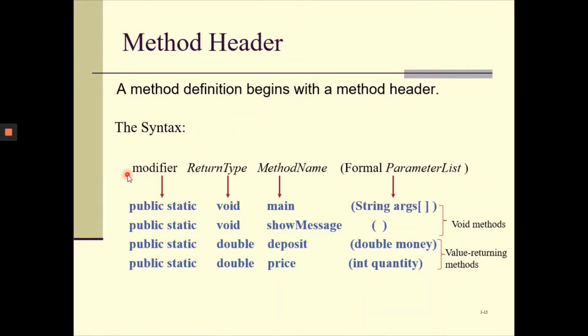We will see the example of method header here. The syntax is to have the modifier, and then the return type, method name, and after that you have the formal parameter list.